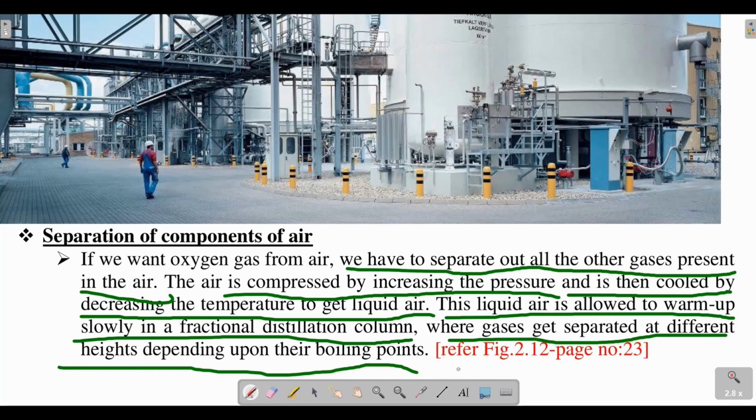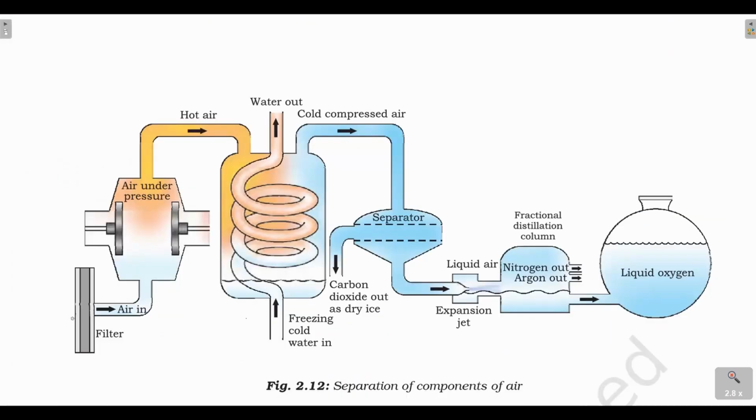Okay, let's see figure 2.12 given on page number 23, so that we will get a clear idea of how this process happens. This is the normal air coming to this fractional distillation plant after filtration. The purpose of the filter is to separate the large dust particles from the air, so that we get clean air. So first we use the filtration technique for separating the dust particles.